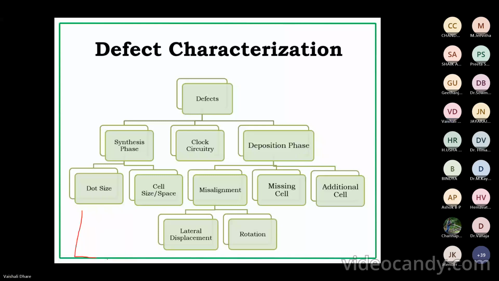This cell is going to be manufactured or fabricated, in which the quantum dots are actually going to be fabricated. So there may be a possibility of variation in dot size. This diameter may change; the size of this dot may change in the synthesis phase, right? The same thing happens with cell size and spacing, meaning the spacing between two dots may vary and the size of the cell may vary. So ultimately, the synthesis phase defects relate to the distance between two dots, or the variation of the diameters of the dots.